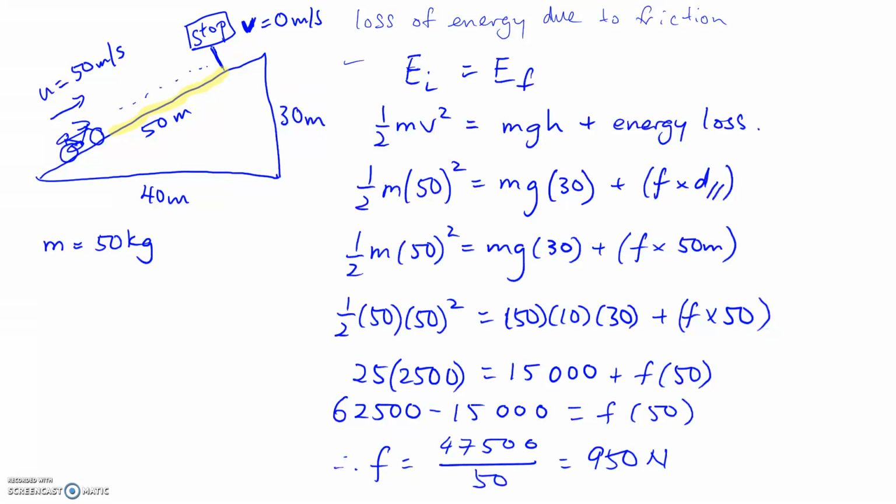Okay, so this is an example of how you need to calculate, and it all starts off with an equation. Okay, and these equations come from this idea that energy is neither created nor destroyed. So total energy at the start must be equal to total energy at the end.